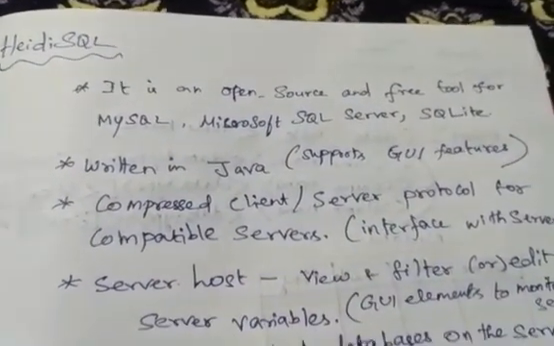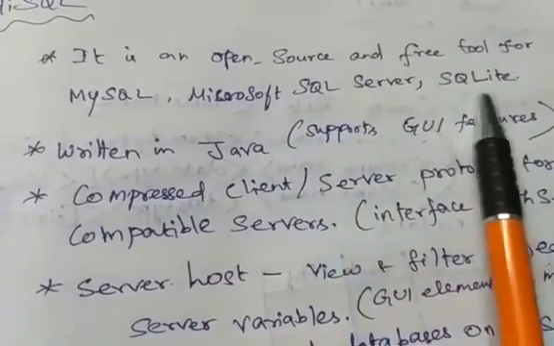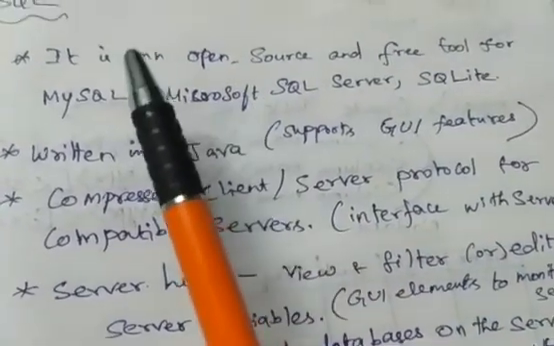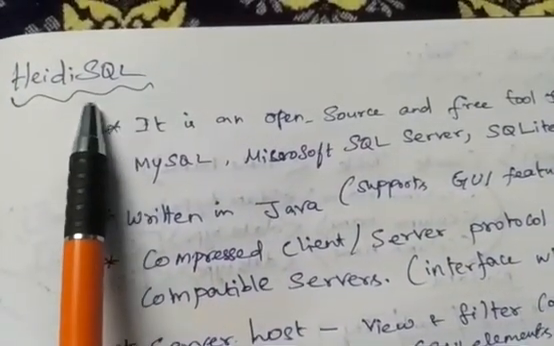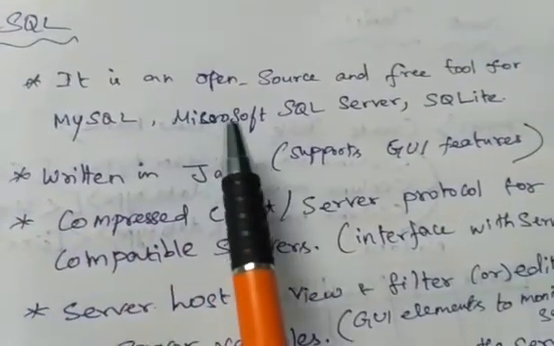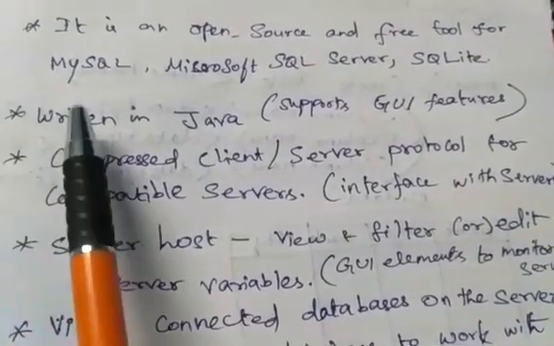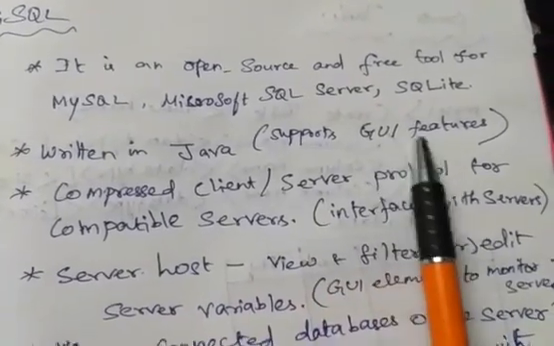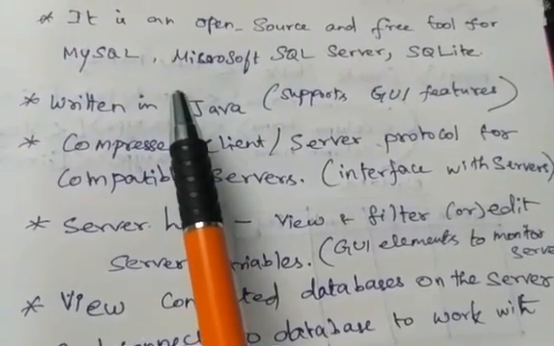It is not only used for MySQL, it's also used for Microsoft SQL Server and SQLite. So all these apps basically run on the backend with the help of HeidiSQL. HeidiSQL is a tool which is used to manage the overall operations of the databases, MySQL databases. These programs, these apps are written in Java, and it supports GUI features, GUI elements. So it is also visually used to represent the data on the screen.